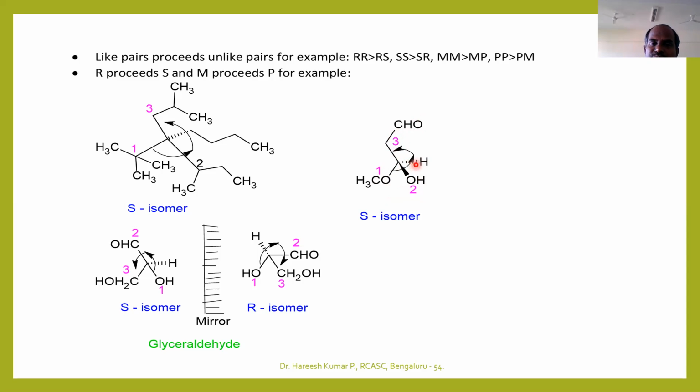And the least priority group is hydrogen, and it is away from the observer. So now what you need to do? You need to observe from here. Then there will be a movement of priority from 1 to 2, 2 to 3. So that means it is moving like this. What it means is that it is an anti-clockwise direction. If it is an anti-clockwise direction, it's called S isomer.